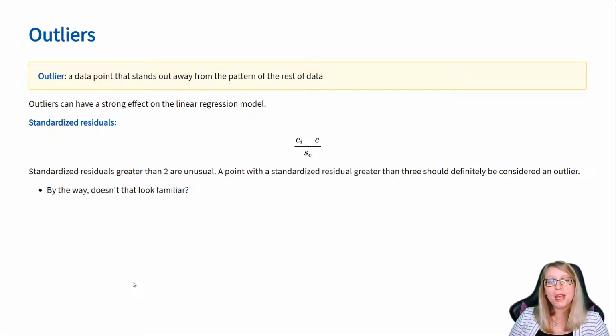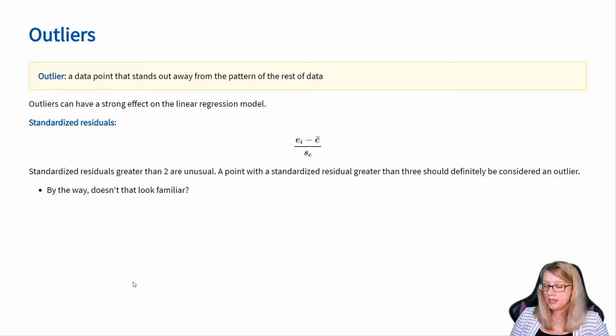The next thing that we might want to look at when we're evaluating our model is whether or not there are any outliers or unusual values. An outlier is a point that stands away from the pattern of the rest of the data, so it's pretty far in regression from that linear trend. We care about outliers because these can have pretty strong effects on the linear regression model.